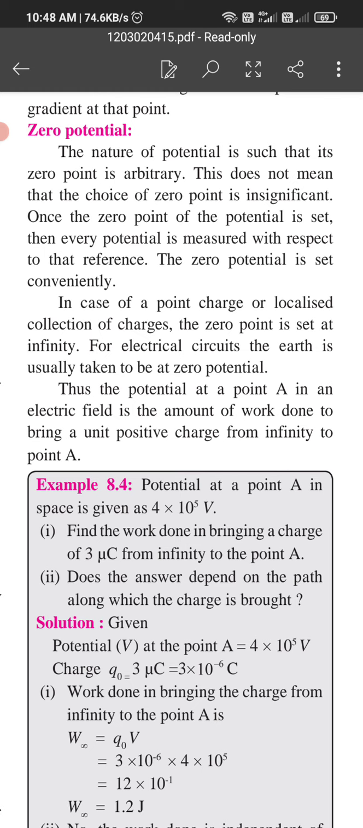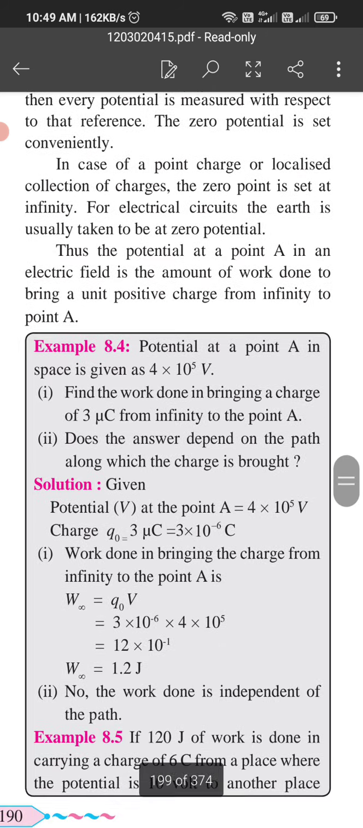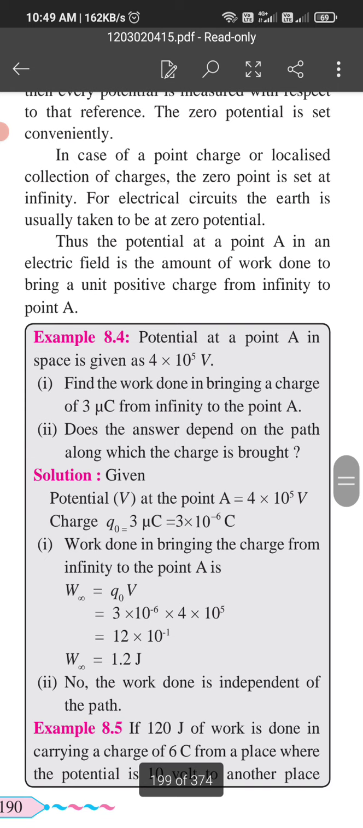work done is equal to Q naught V. Q naught, 3 into 10 raised to minus 6, into 4 into 10 raised to 5. So 3 4s are 12, 12 into 10 raised to minus 1, that is 1.2 joule. Does the answer depend on the path? No, the work done is independent of the path.